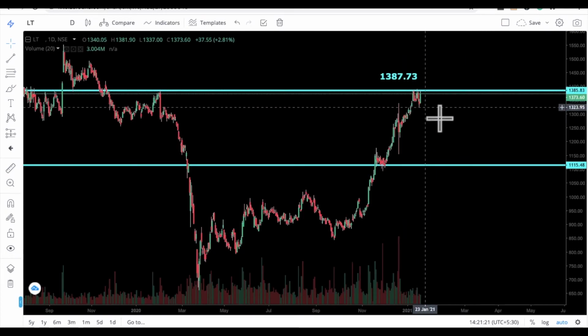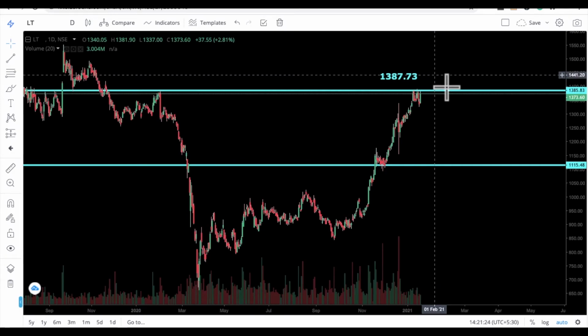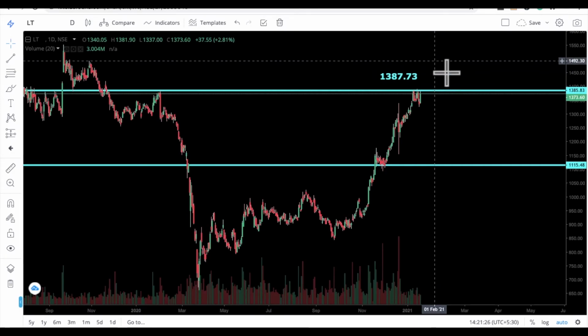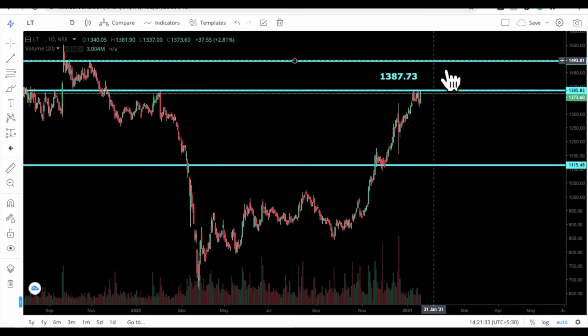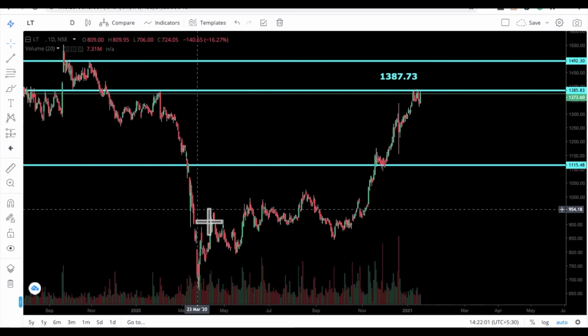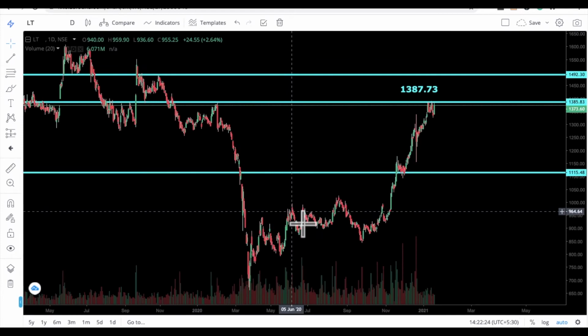But if the psychological level is broken, then the next level, that is this level 1493, can become a strong resistance level, because previously the market went down at this level. I hope this is clear to you. So these were some examples of static support and resistance level. Now let's see some examples for dynamic support and resistance level.